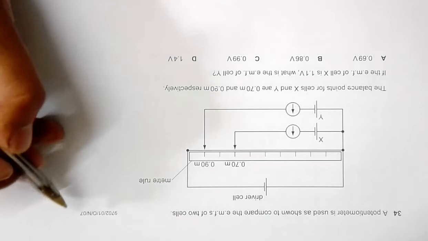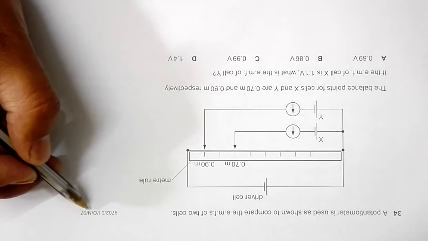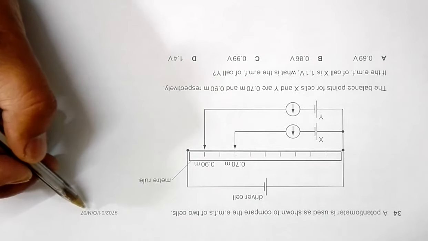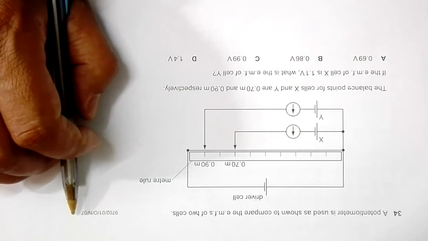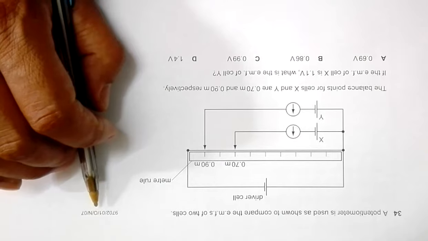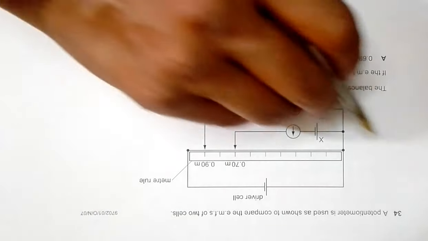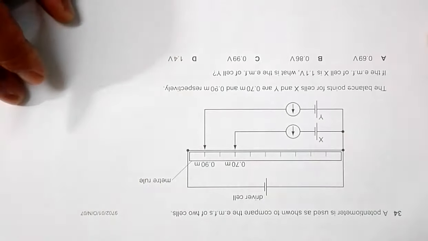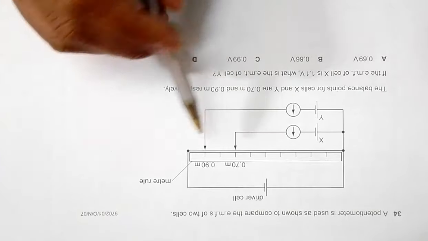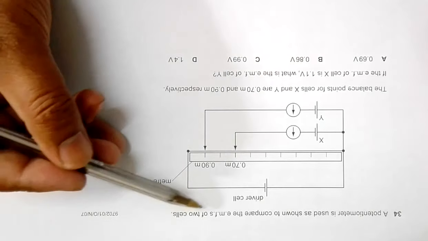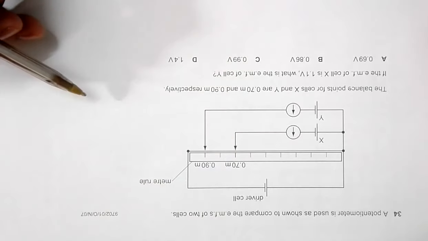This is the question of 2007 October November, and this is paper 1 only. During 2007 they didn't have papers like 1 1 or 1 2. Only one paper was there in a certain time June, and the question number is 34. It shows a potentiometer which has been used to compare the EMF of two cells.